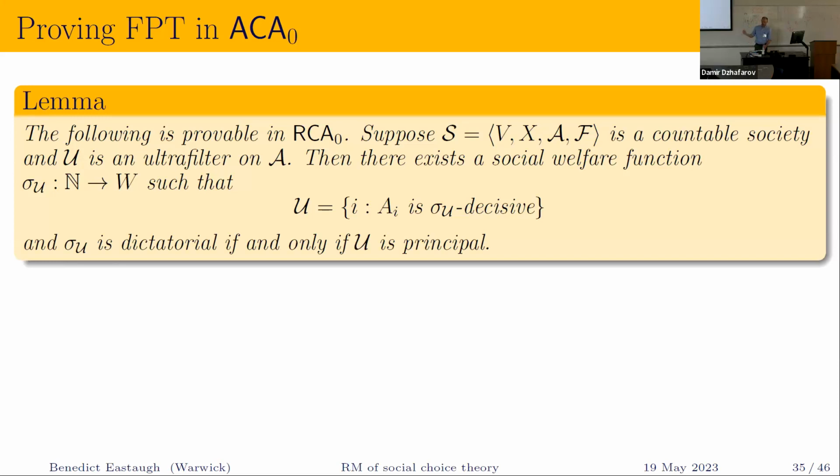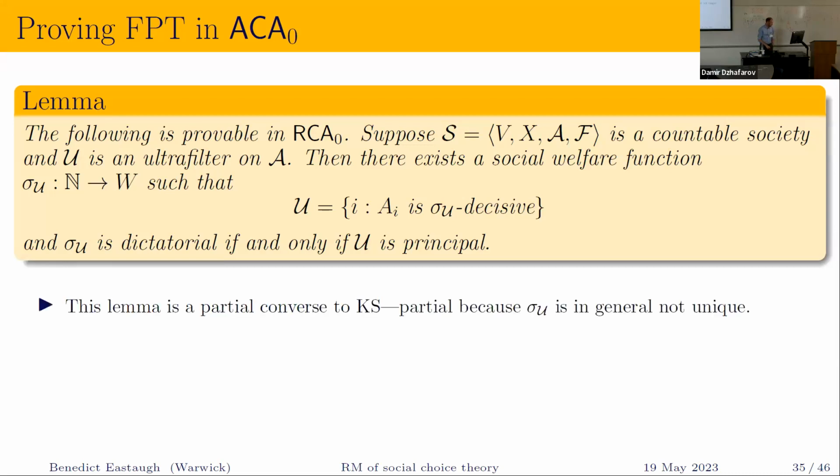So when we went the other way, when we proved the Kirman-Sondermann theorem, we started out with the social welfare function. We got this ultrafilter of decisive coalitions. So the ultrafilter was unique. This way is not unique because of these weak orderings. There might be things where the ultrafilter doesn't determine exactly what the social welfare function is going to do. So you're going to have a bunch of different ones. So it's a partial converse to the Kirman-Sondermann theorem.